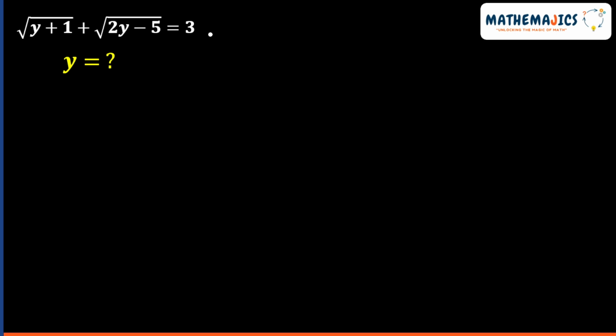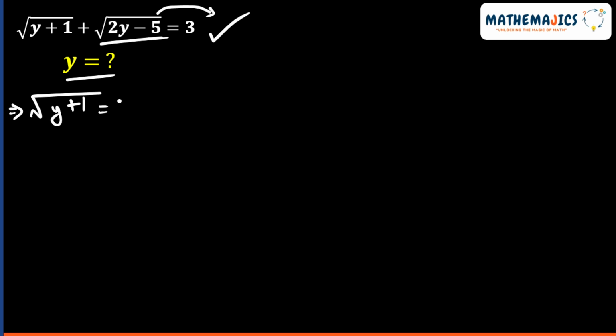So we have this very interesting question from algebra of equations in which we are given a single equation and we need to find the value of this variable y. So let's see how we can solve this. First of all, we will be sending this term on the right hand side. If we send this term on the right hand side, what we will get? Under root y plus 1 is equals to 3 minus under root 2y minus 5.